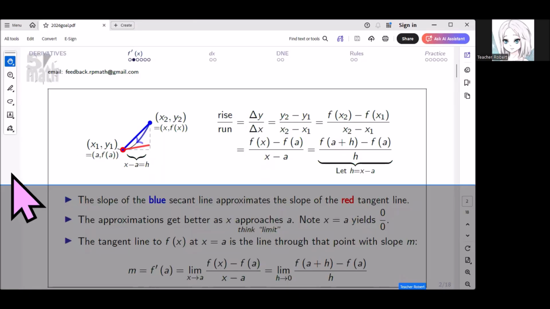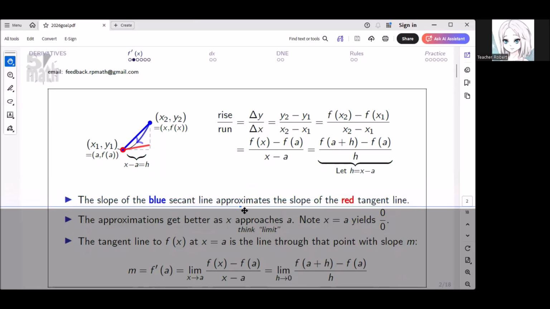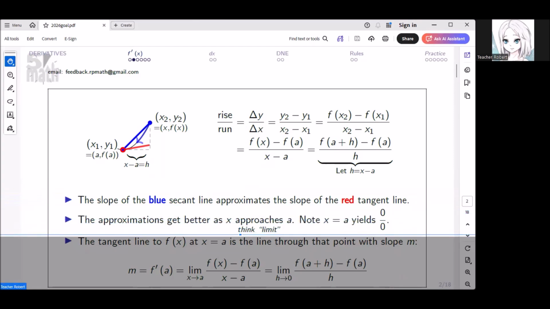Here is a picture. The slope of the blue secant line approximates the slope of the red tangent line. The approximations get better as x approaches a. Think limit. Note x equals a yields 0 over 0.